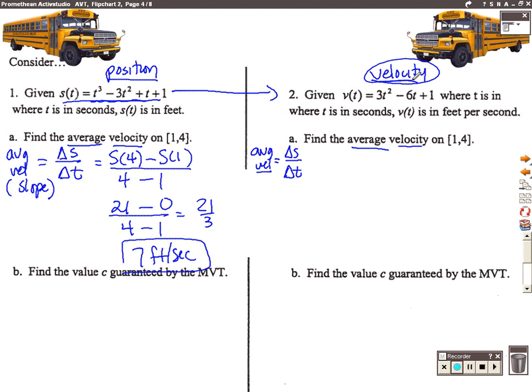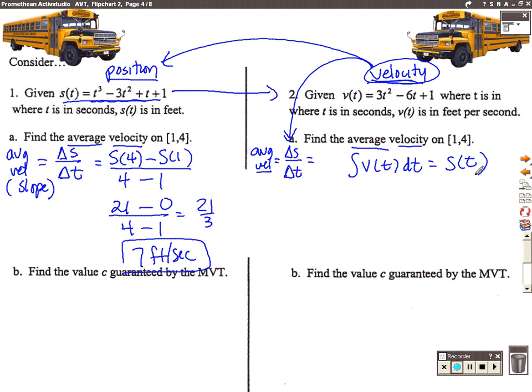Well, I don't have a position function, I have a velocity function. What do I need? A position function. What do I have? Velocity. I have velocity, I need position. I think you're starting to figure it out. If we have velocity, we can go back to position by doing what? Yes, finding the antiderivative. So if I want to get the change in position, then I'm going to integrate the velocity, and that will take me back to position.